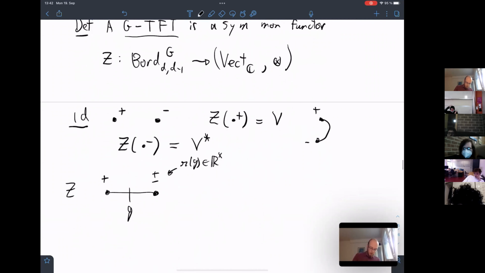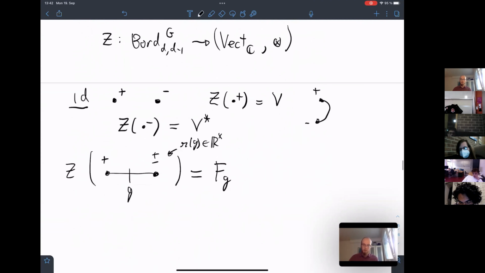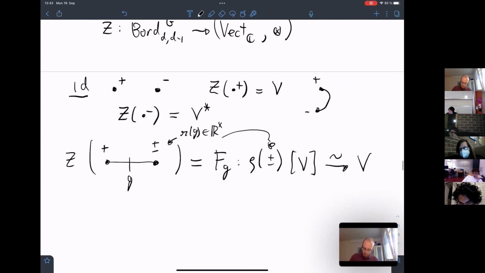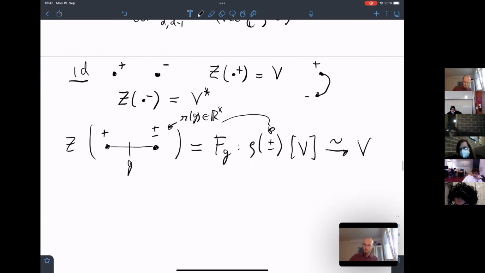And to make a reference to what we've been doing in the beginning, this turns out to be a map, which I suggestively call F_G. So that should remind you of the same fixed point notation I used before. From rho of plus minus of V, so this is this number, to V, and this is some isomorphism. And this action right here is the action that I introduced before on finite dimensional vector spaces. And this is not a coincidence.